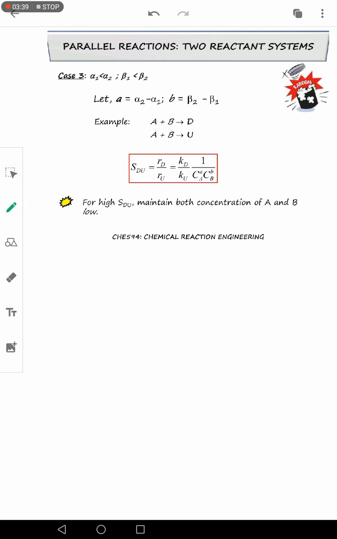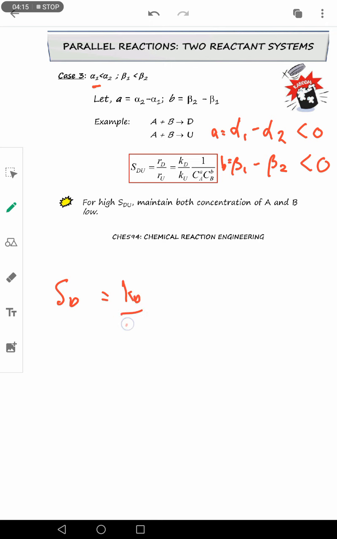untuk this case is alpha 1 minus alpha 2. Dia kata value untuk alpha 1 is less than alpha 2. So meaning that kalau alpha 1 minus alpha 2, dia adalah less than 0. Then beta 1 minus beta 2 is also less than 0. So katalah ni A, ini B. So dua-dua adalah less than 0. Bermakna selectivity dia, okay.